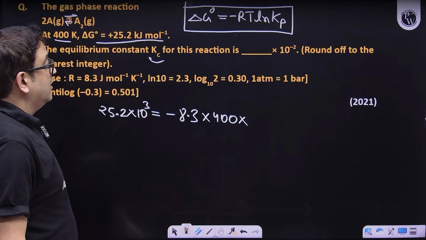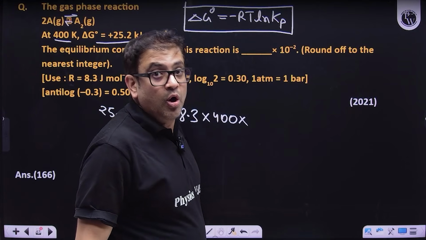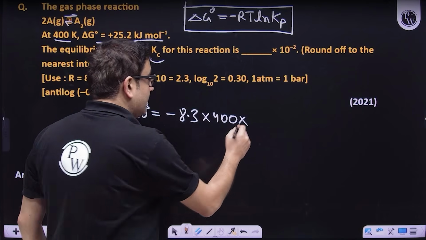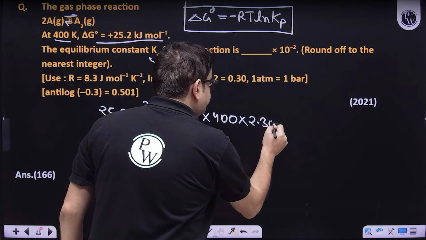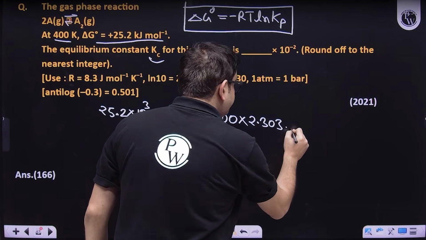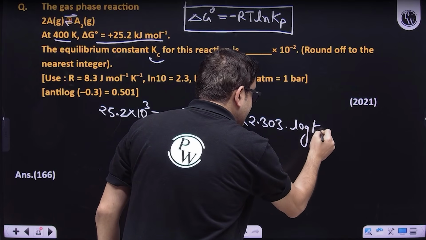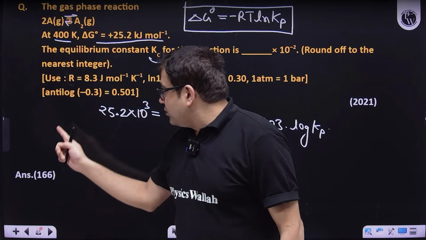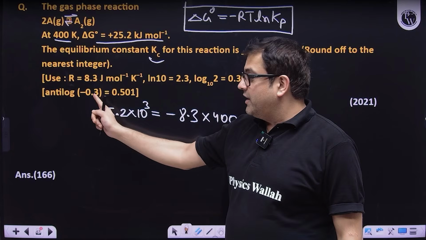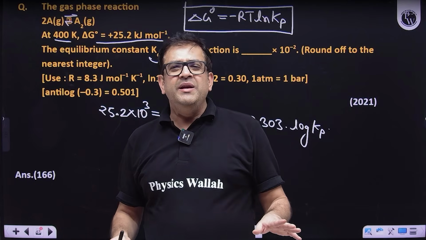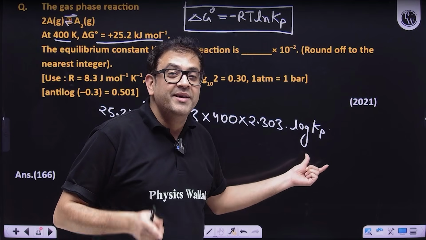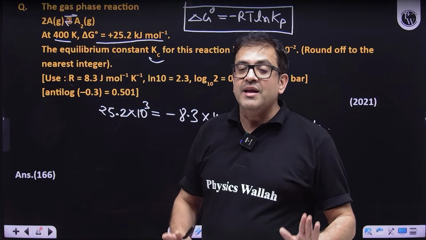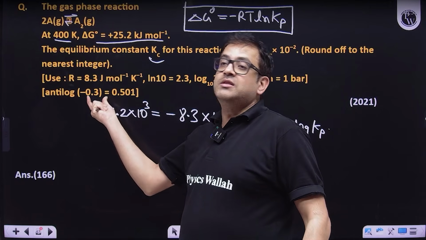Now, sir, we can only do it for log because mathematics here also we have to do. So convert ln to log. What multiplier? 2.303 into log of Kp, which I need. Sir, but antilog is also given. So I will be getting it. What is antilog? Antilog means log is to the base 10. So whenever the question supplies you with antilog, that simply means 10 raised to the power of this value.